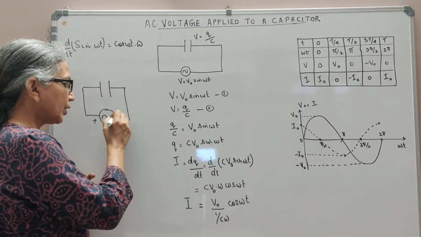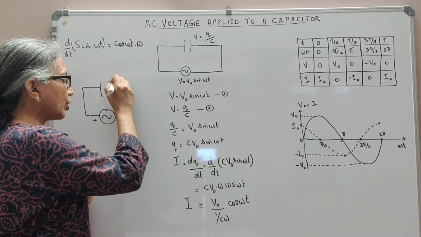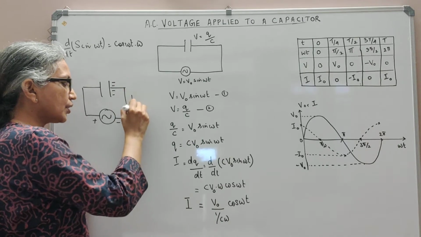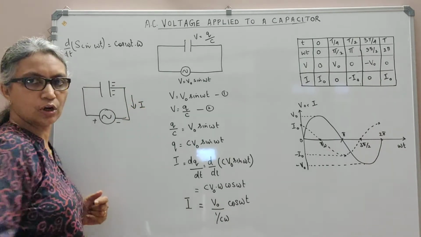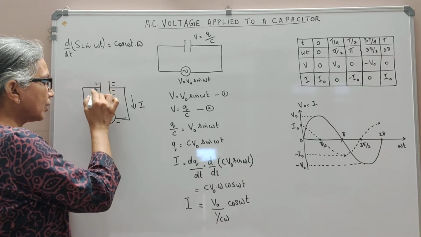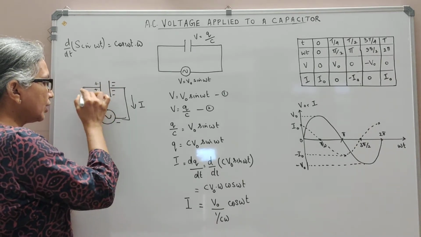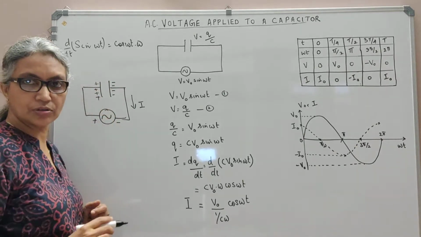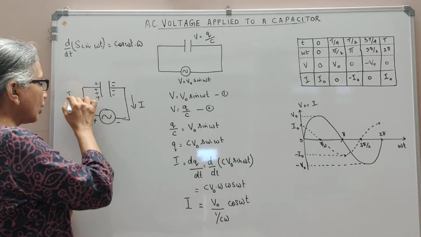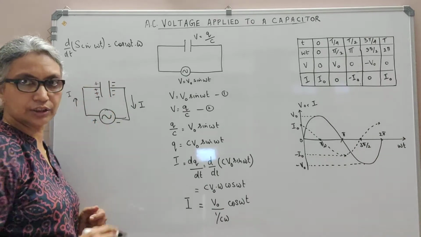Like before, this negative terminal will charge this plate negatively. Since electrons are moving in this direction, we have a current in the opposite direction. Similarly, the electrons from here will be repelled, making it positive, and these electrons will now move towards the positive terminal. Since electrons are moving in this direction, you have current in this direction in the circuit.